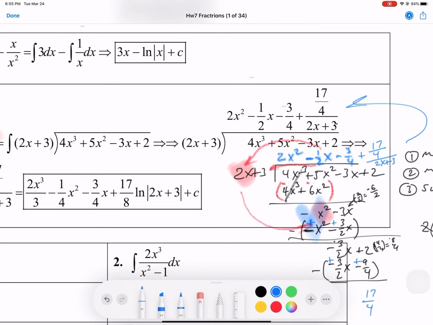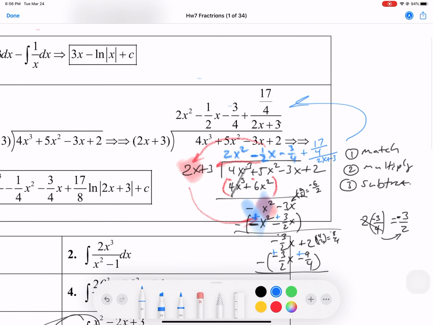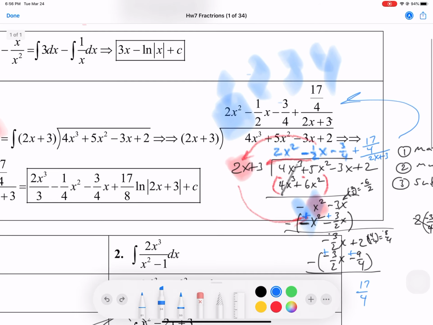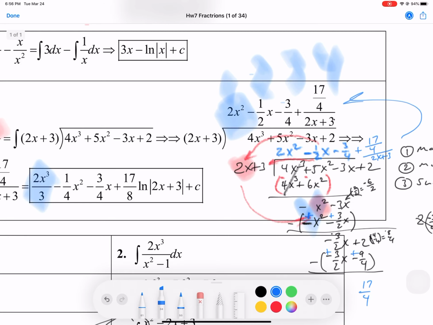So now once we do that, we can take the integral of all 4 terms, all 1, 2, 3, all 4 terms separately. The first one, 2x squared, is a power rule, so x cubed over 3. That's our answer over here. Our 1/2 x squared will be x squared over 2 times 2, which is 4. Our next one is a constant, minus 3 over 4 becomes a 3 over 4 x. And the next one is 17 over 4.